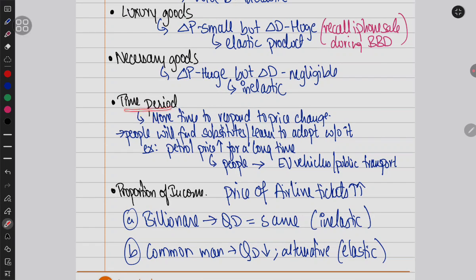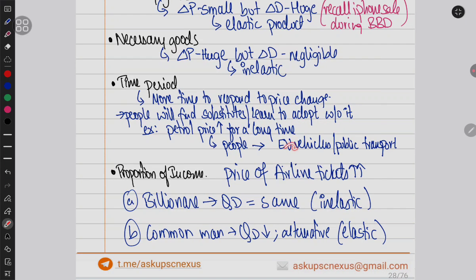Next comes time period. Suppose the government says the price of petrol has become 500 from 100. You will wait for 1 month, 2 months, 1 year, and the prices do not change. What will you do? You will adopt either EV vehicles or you will start using the metro, right? So if there is more time, people will find substitutes or learn to adopt without it. That is, when petrol prices increase for a long duration, people will start using EV vehicles or public transport, right?